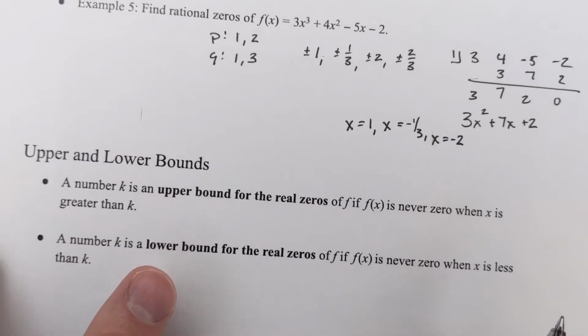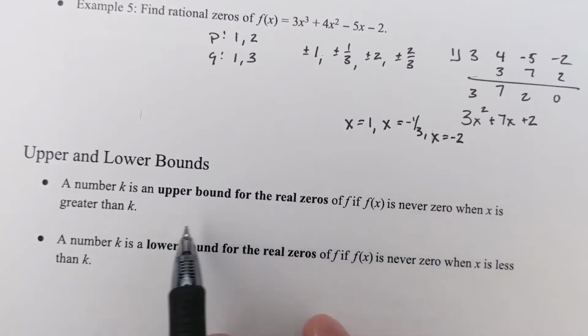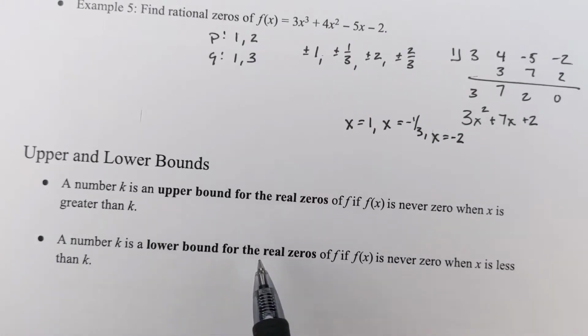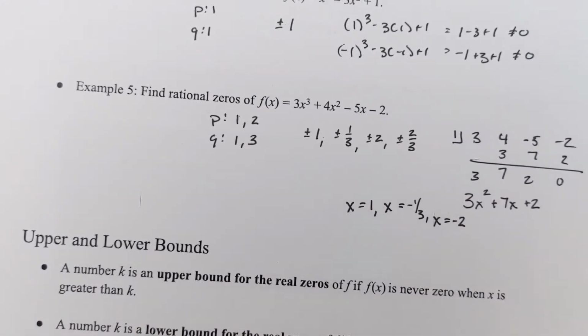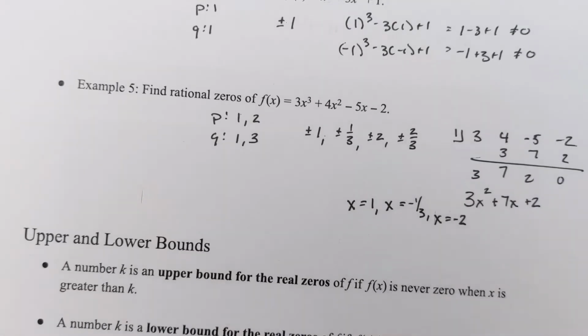So upper and lower bounds: a number k is an upper bound if f of x is never 0 when x is greater than k, meaning the values never come back down. A number k is a lower bound if f of x is never 0 when x is less than k. So that means once you go past k, you never hit 0 again. The graph keeps climbing or falling.